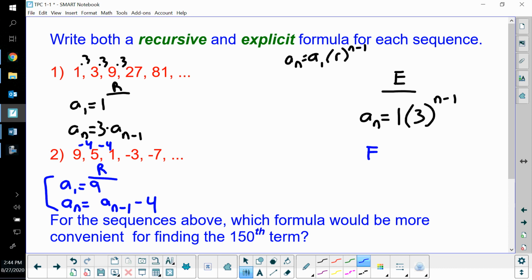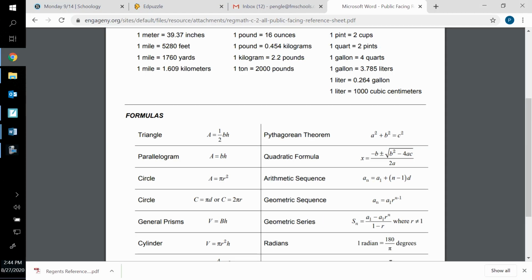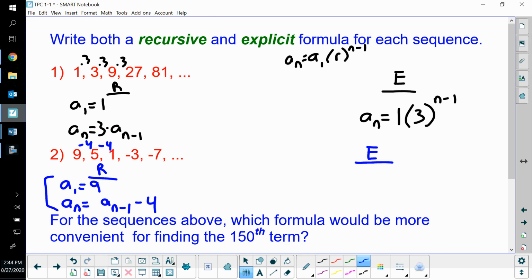Now our explicit formula, remember explicit formulas come right off our reference sheet. Since we're subtracting 4 each time, we would use the arithmetic. So on our reference sheet, it's the third one down on the right. We have an equals A1 plus n minus 1 times d. And I'm going to copy that over to the smartboard. But one thing I'm going to write differently is get in the habit of writing that d in parentheses. Even though it's not shown that way.